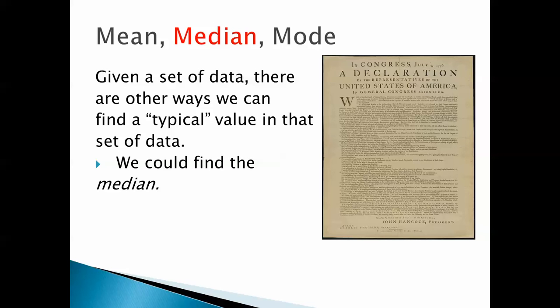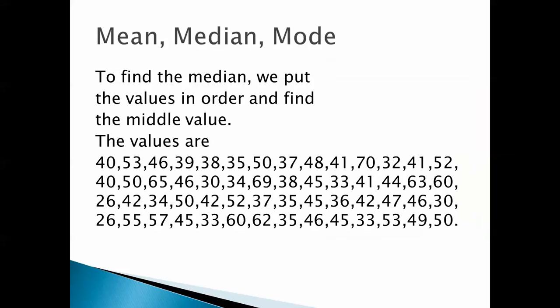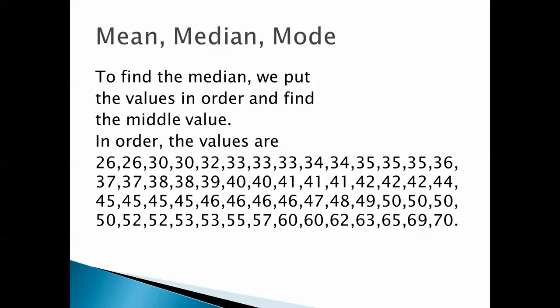Given a set of data, there are other ways we can find a typical value in that set of data. We could find the median. To find the median, we put the values in order and find the middle value. The values are 40, 53, 46, 49, and so on. But you've got to put them in order. Don't just find the middle value when they're unordered. That's goofy.